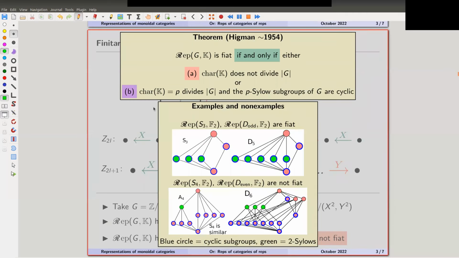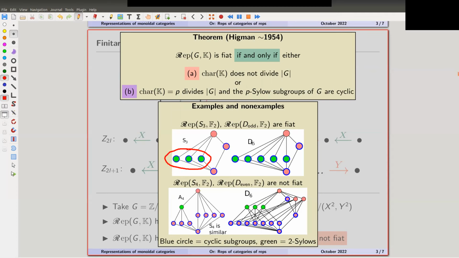Yeah, so you really can just list them. So if you're interested in rep S3 over F2, you just list. So this is a subgroup lattice of S3. The blue circles are the cyclic subgroups. So S3 has everything cyclic except S3 itself, I guess. And the green ones are the 2-Sylows. So all 2-Sylows are cyclic. They are Z mod 2 in this case just. So this one is good. So this one has finitely many.